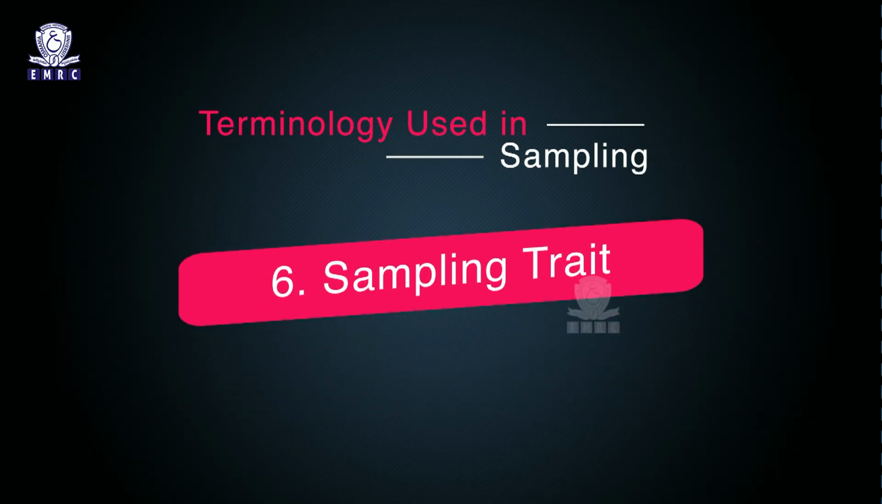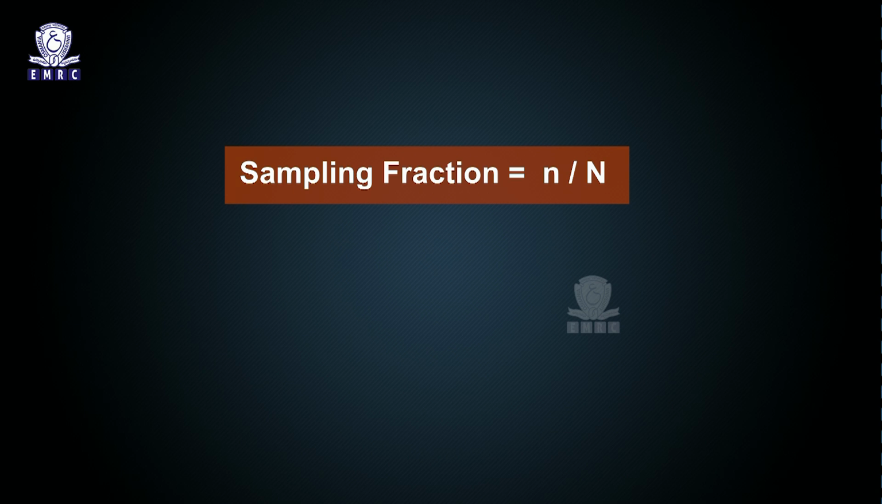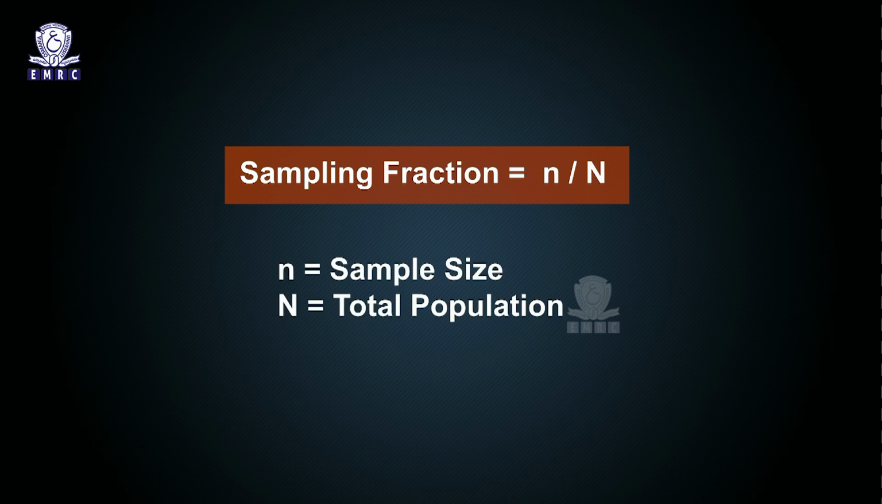Sampling trait. It is the element on the basis of which we select the sample from the total universe. The element can be qualitative or quantitative. Sampling fraction. It is the proportion of the total population to be included in the sample. The formula to calculate the sampling fraction is small n divided by capital N, where small n represents the sample size and capital N represents the total population with the specific features to be studied.